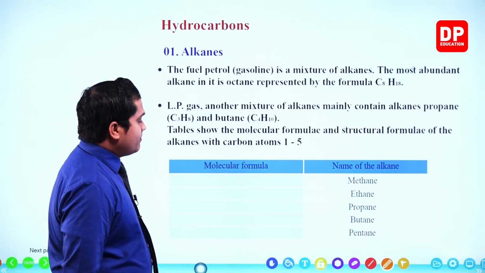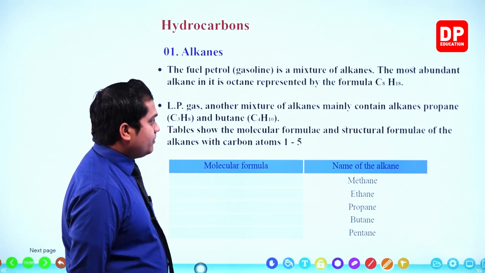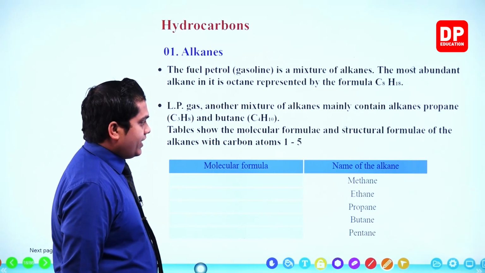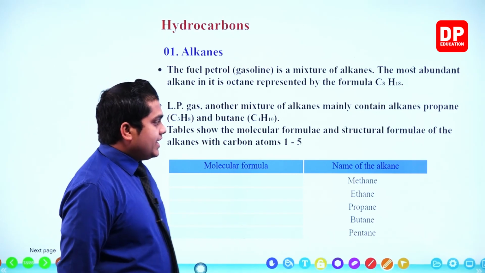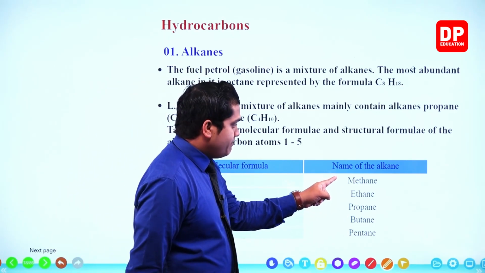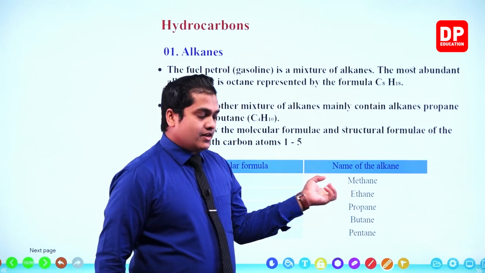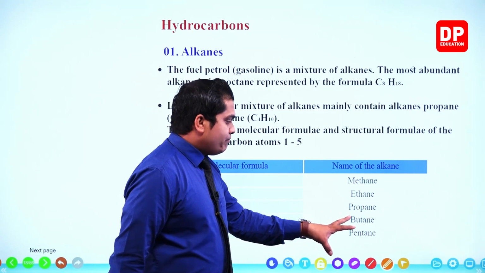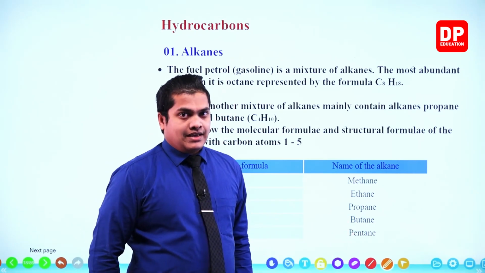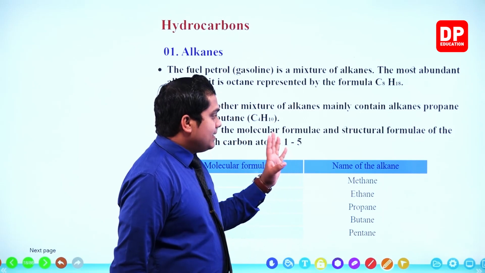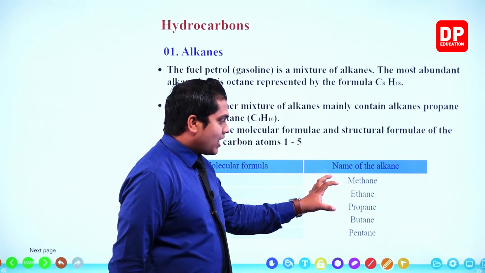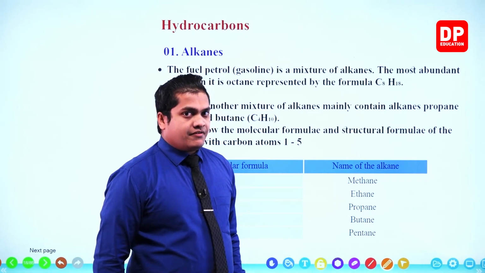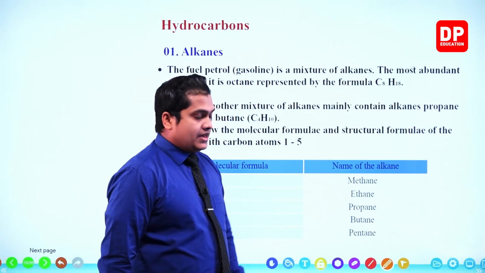Tables show the molecular formulae and the structural formulae of the alkanes with carbon atoms 1 to 5. So, the name of the alkane is given: methane, second one ethane, third one propane, fourth one butane, and the fifth one pentane. Okay, so these are the main alkanes starting from carbon 1 to carbon 5.